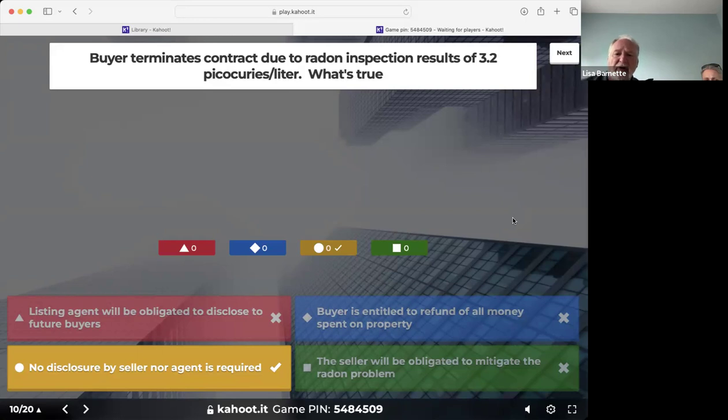Let's see what else did I want to mention about this one. Oh, also, if you get readings that are high regarding radon, remember the seller is never obligated to mitigate it. They may end up losing a deal because of it, but they're never required to mitigate. So that one was off as well.